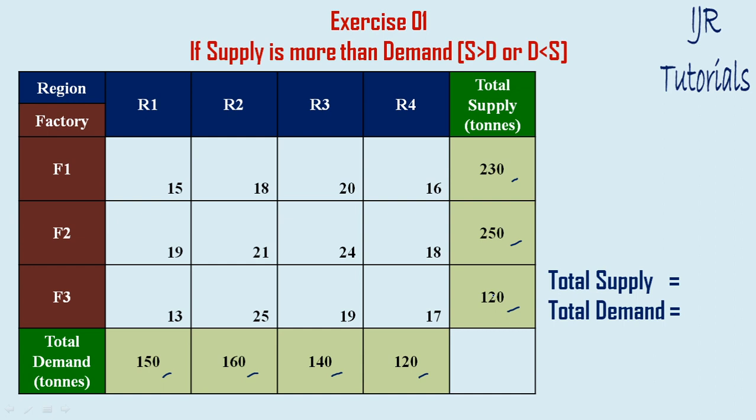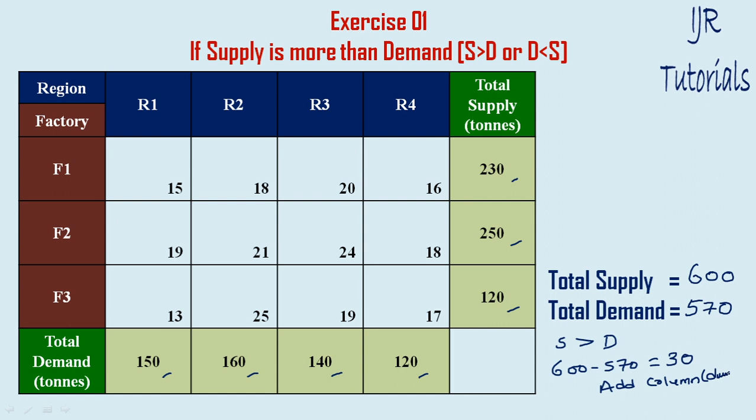So how can we balance it? See the total supply. The total supply in our problem is 230 plus 250 plus 120, that is equal to 600. In the same way, total demand 150 plus 160 plus 140 plus 120, that is equal to 570. See, it is an unbalanced problem. In this case, supply is greater than demand. How much greater? That is 600 minus 570 is equal to 30. So in this case, we need to add a dummy column.